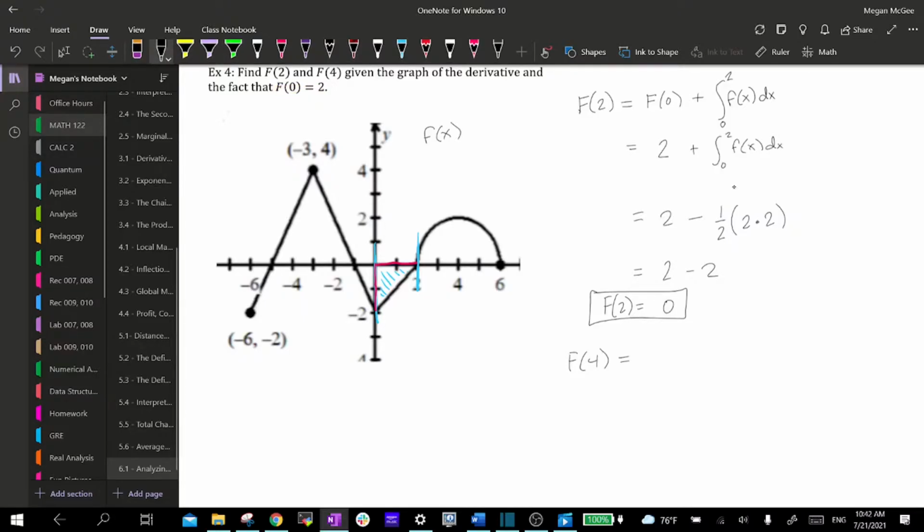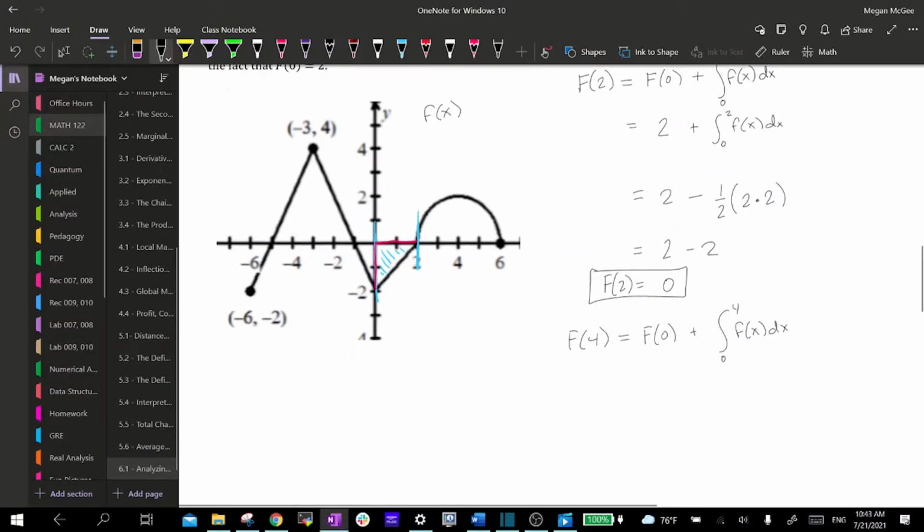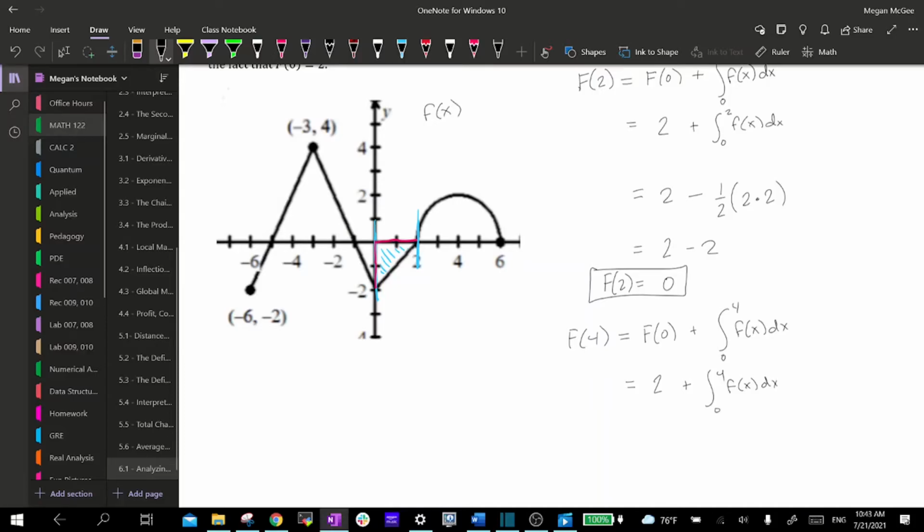So if we start with f of 0, which was what we were given, then we want to calculate the area from 0 up to 4 of the derivative, so lowercase f of x dx. Okay, so f of 0, well, that is 2. And then we need to find this integral from 0 to 4 of f of x dx.